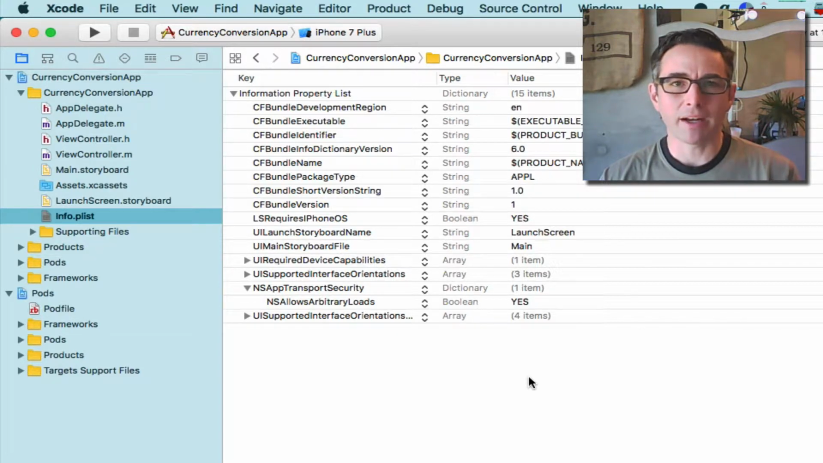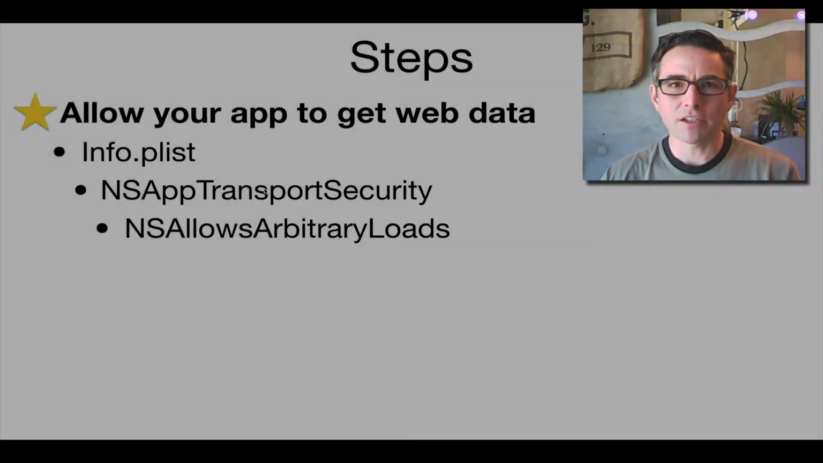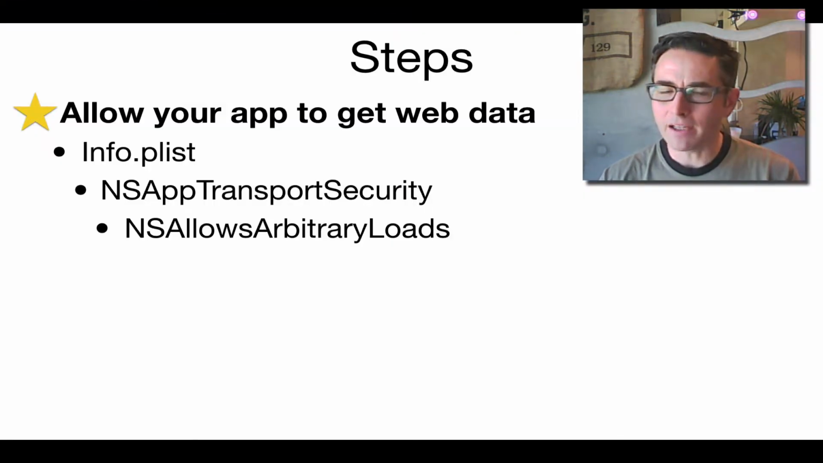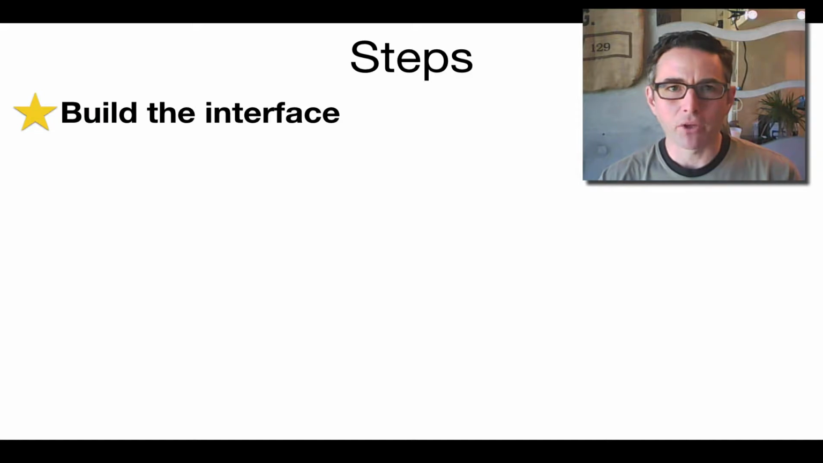So connections between us and the European Central Bank are unencrypted and can be snooped on by anyone that's on the internet in between us and the destination. Now in this case, we're just requesting publicly available information, so I'm not particularly concerned about that. Okay, so that is allowing our application to get web data. We've altered info.plist and added 2 keys. The next thing that we want to do is build the interface.